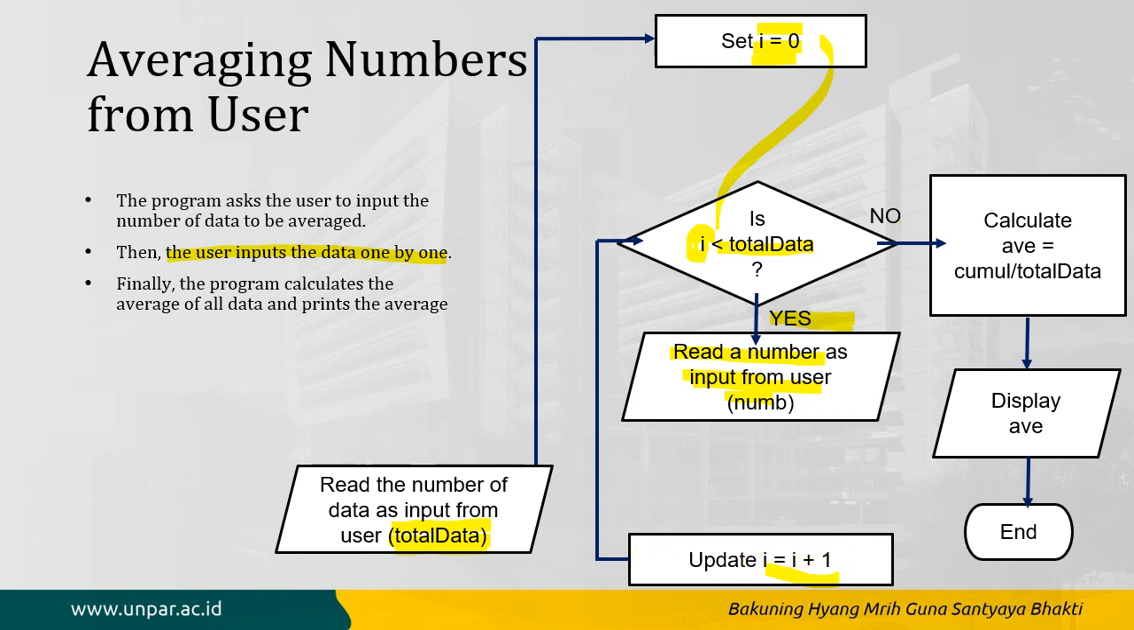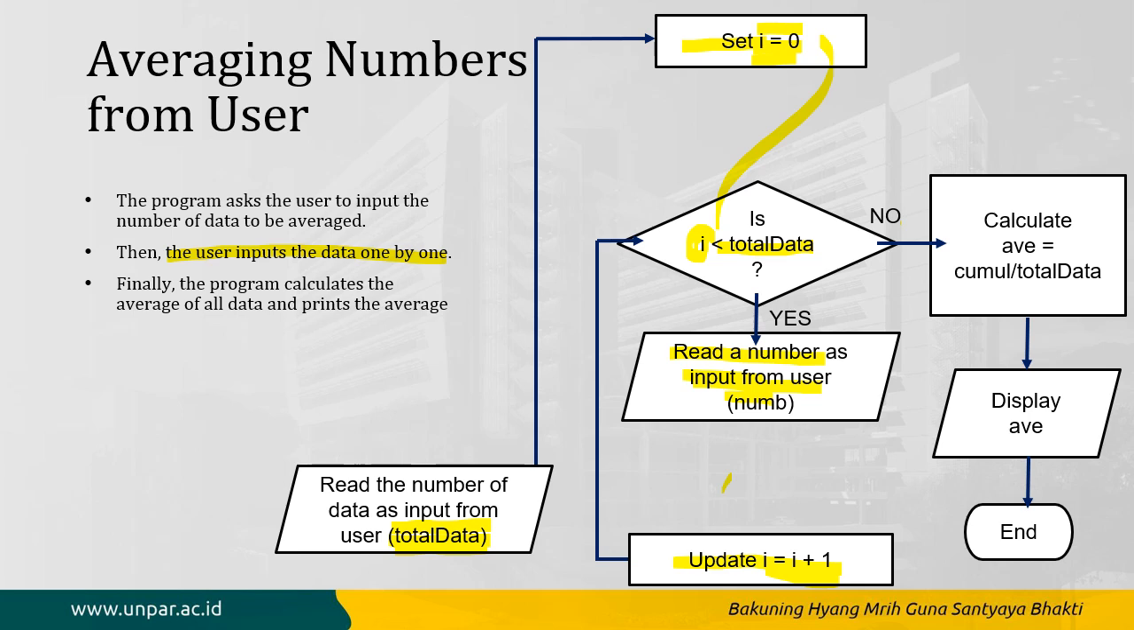So we have first set I equals 0, and then we also have a place saying that whenever we have inputted a new number, we're going to update I equals I plus 1.